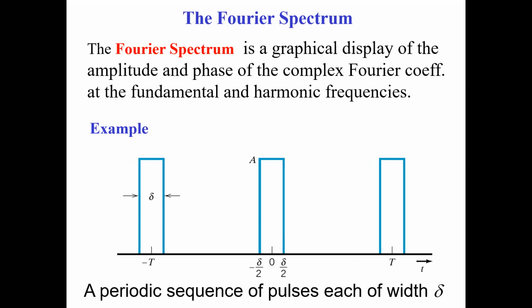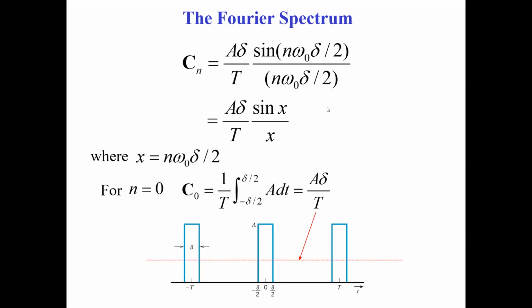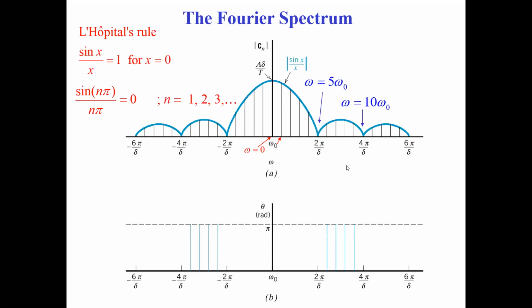So that is the example of a periodic sequence of pulses, each with width delta. Okay, that is the delta. A is the amplitude. The Fourier spectrum is a graphical display of the amplitude and phase of the complex Fourier coefficient at the fundamental and harmonic frequencies. And Fourier coefficients Cn for n not equal to 0, this is the final equation. Just look at the final equation. So the Fourier spectrum Cn we could write like this.